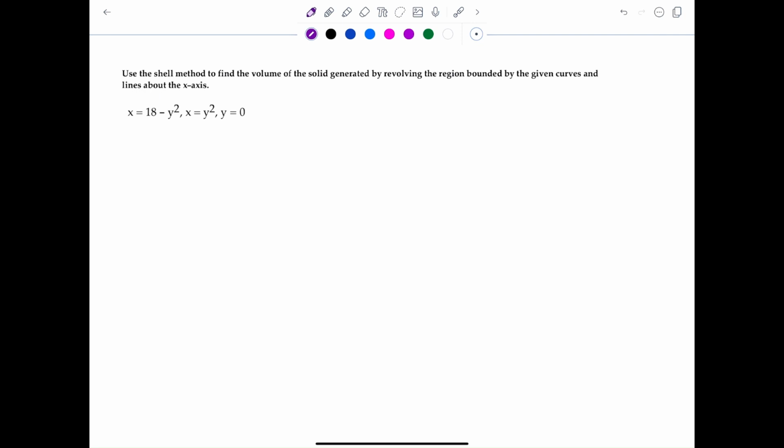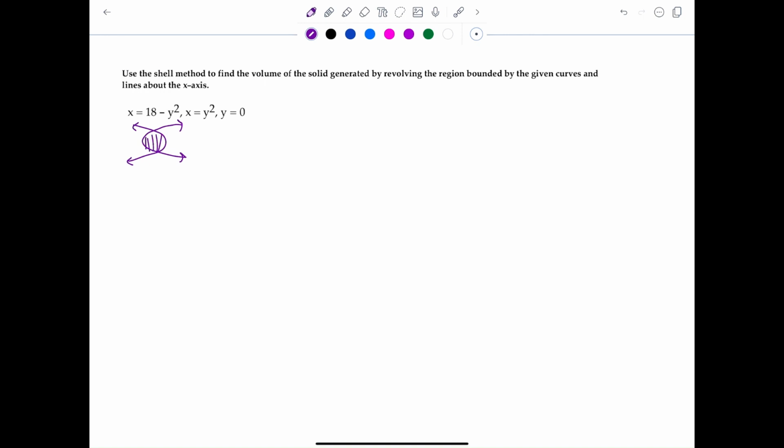So here we have x equals 18 minus y squared. That's a parabola opening to the left. How do I know to the left? Because of the minus in front of the y squared, and it's been shifted 18 units to the right. And then x equals y squared opens in the positive direction to the right. So the region is going to be something like this.